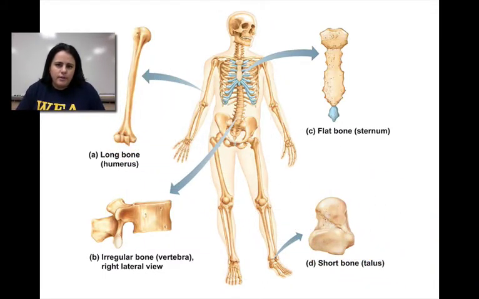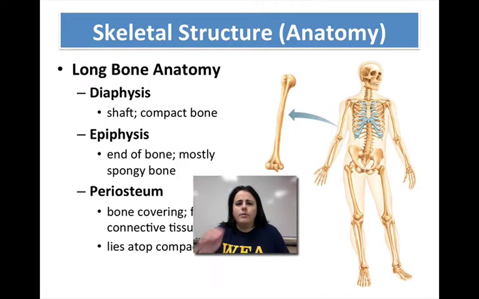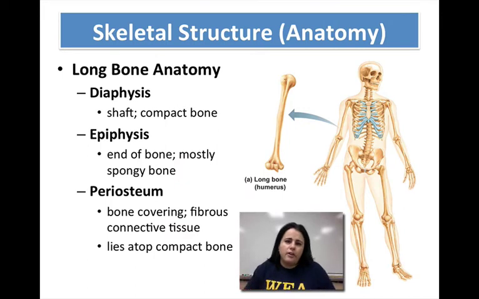Now, bones come in different sizes and shapes and forms, and they're classified based on their shape. In this class, we are not going to talk about all the classifications that you see here. We're just going to focus on one, which is a long bone. So if we look at a long bone, there are three major areas that I would like you to know. The first part is called the diaphysis.